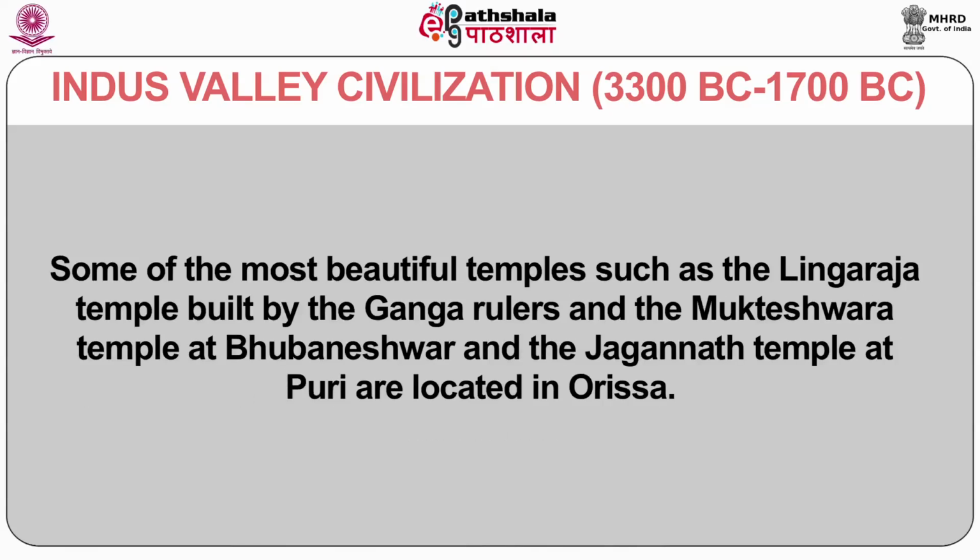Some of the most beautiful temples, such as the Lingaraja temple built by the Ganga rulers, the Mukteshwara temple at Bhubaneswar and the Jagannath temple at Puri, are located in Orissa. The Sun temple at Konark was built in the 13th century by the Eastern Ganga ruler Narasimhadeva. It is dedicated to Surya, the sun god, and has been designed as a 12-wheeled chariot.